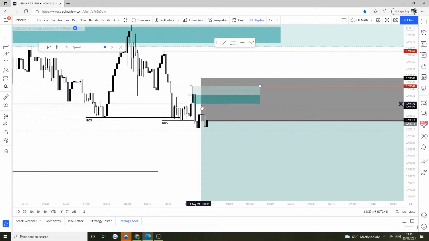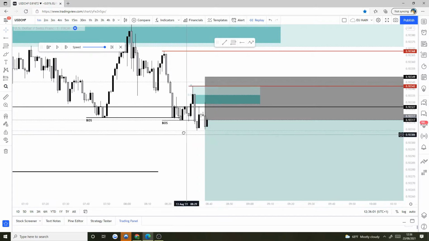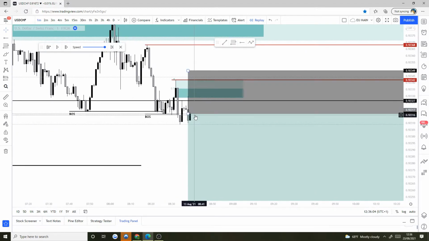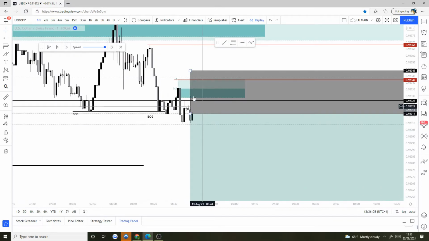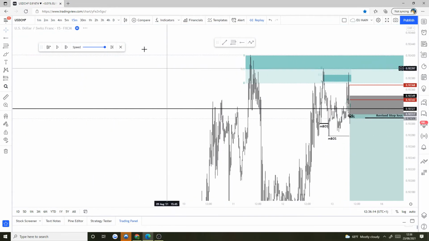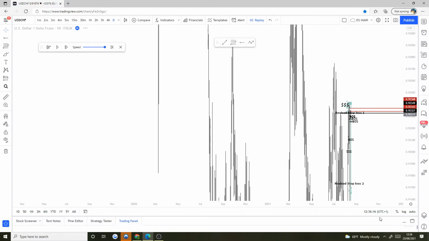Now, once I've seen this reaction off it, for me that was pretty convincing, and that was more than enough to suggest that we would potentially be going down from this order block. So at that point, I simply did the manual execution here with a 3 pip stop loss, and then I was in the trade. So just to recap, the entire trade was based on the daily range to start with.